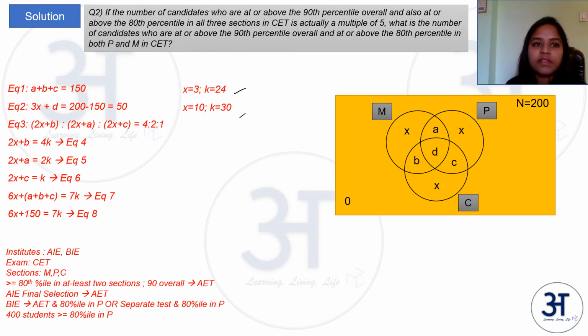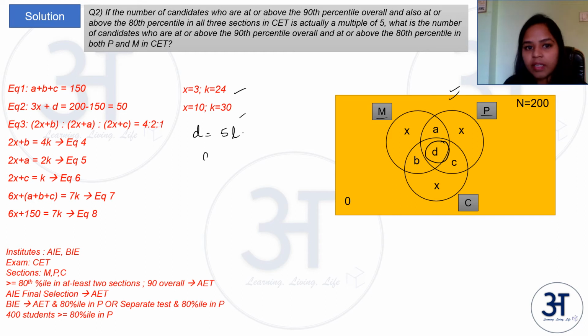So we got these two from the previous question. If the number of candidates who are at or above 90th percentile overall, so again they are talking about this set, and also at or above 80th percentile in all the three sections, so in all the three sections D, is actually a multiple of 5. So they are saying D is a multiple of 5, 5 into some L, say. What is the number of candidates who are at or above 90th percentile overall and at or above 80th percentile in both P and M in CET?